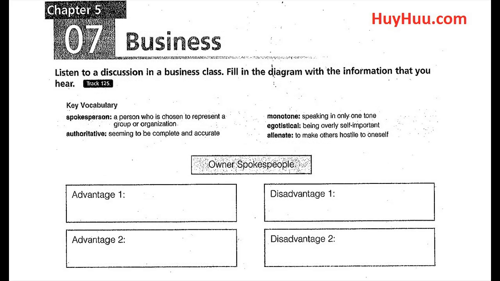7. Business. Listen to a discussion in a business class. Fill in the diagram with the information that you hear.